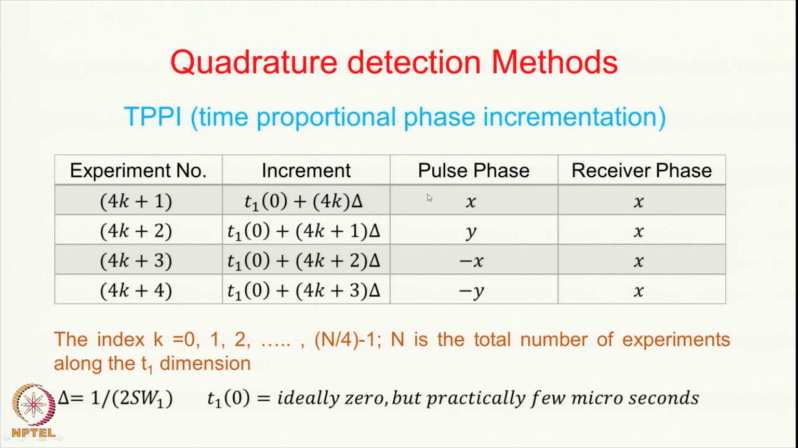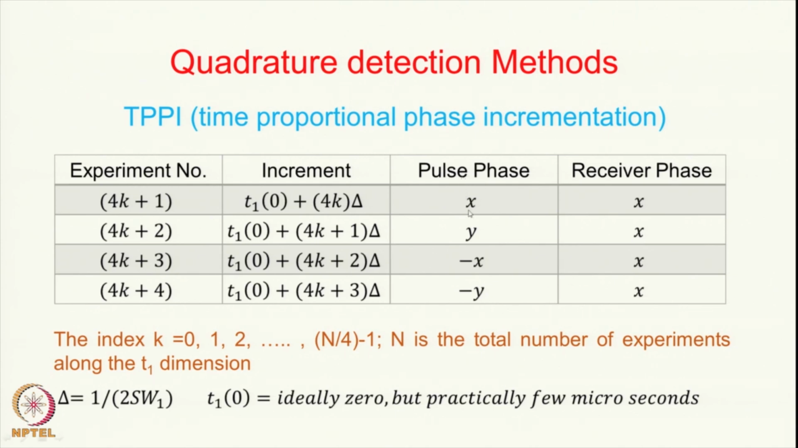That is why it is called time proportional phase incrementation. The incrementation of the phase of what? We change the phase of the excitation pulse. This is the pulse phase, the phase of the first pulse, the one which creates the transverse magnetization during the preparation period. We are talking about the phase of that pulse.